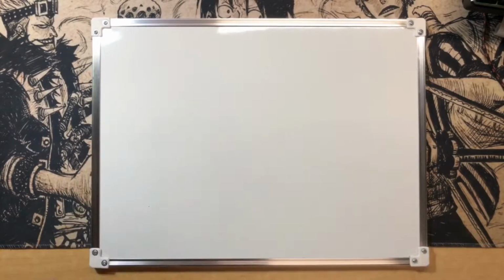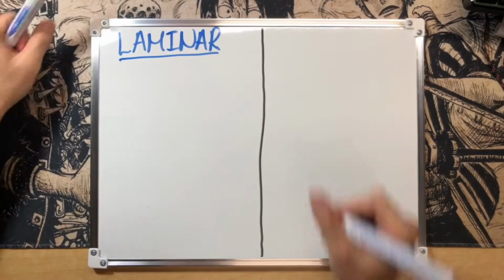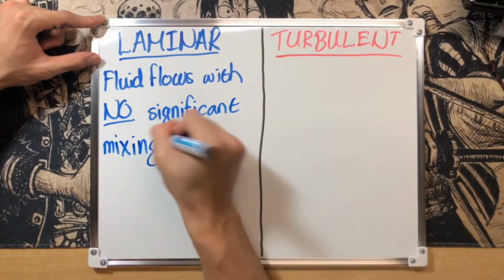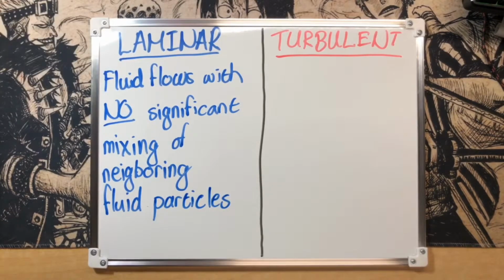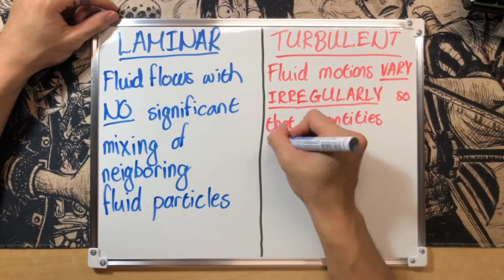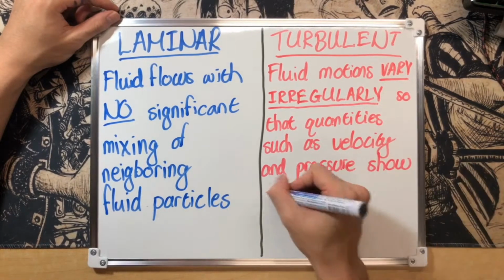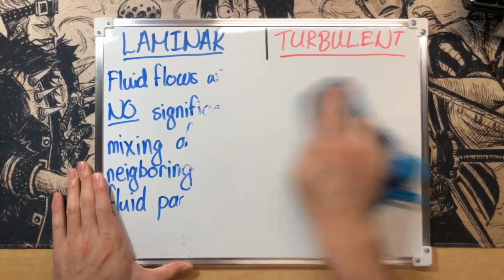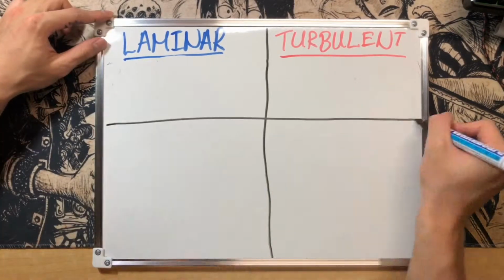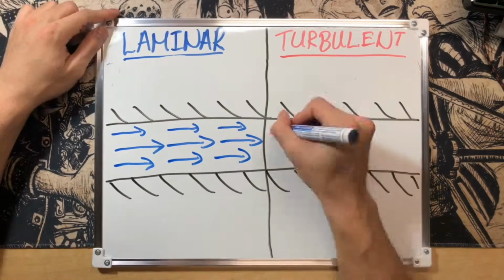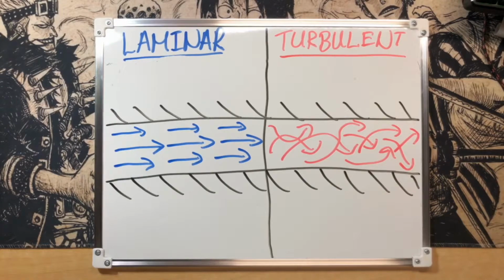So to understand this phenomena, let us get back to understanding what is laminar flow and what is turbulent flow. Laminar flow is when the fluid flows with no significant mixing of neighboring fluid particles, whereas turbulent flow is when the fluid motions vary irregularly so that quantities such as velocity and pressure show a random variation with time and space coordinates. If we look at a fluid flowing through a pipe, we see that the laminar flow is very orderly. The streamlines are very straight and parallel to one another, so no mixing occurs between them, whereas we see the turbulent flow being very chaotic and the streamlines are essentially all over the place.